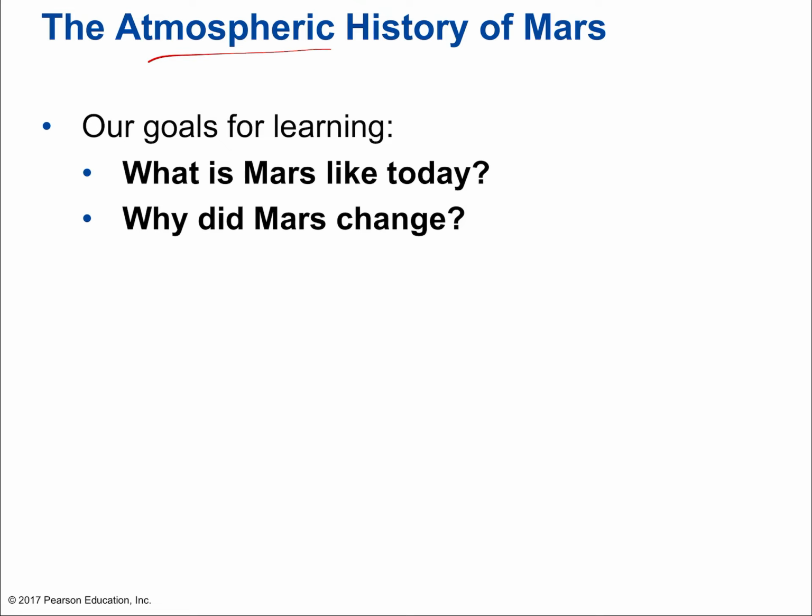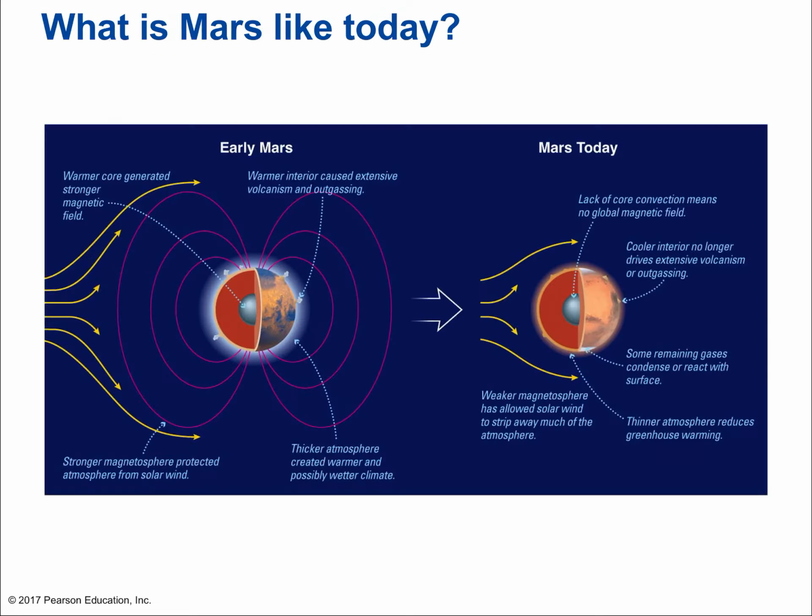Okay, so let's talk about the atmosphere of Mars, right? We talked about surface. What about its atmosphere? What is Mars like today? Why did Mars change? Well, early Mars would have had a strong magnetic field. If early Mars had a strong magnetic field, then that would have allowed for an atmosphere to be maintained. Okay, because a magnetic field redirects the solar wind, shown with these yellow arrows. That solar wind can strip away an atmosphere. So if it's not redirected, well, that's bad news for an atmosphere.